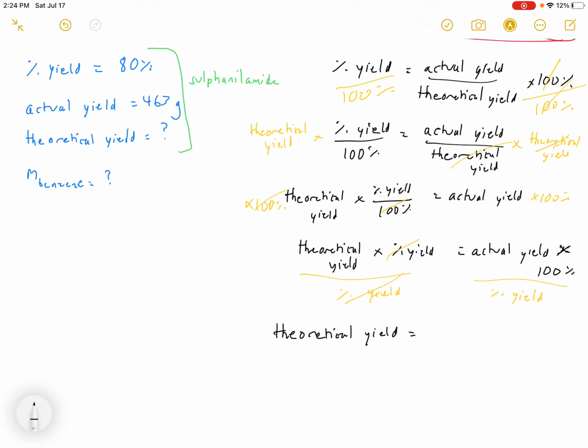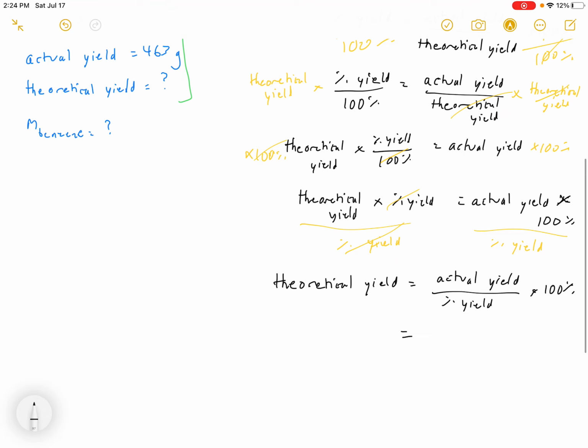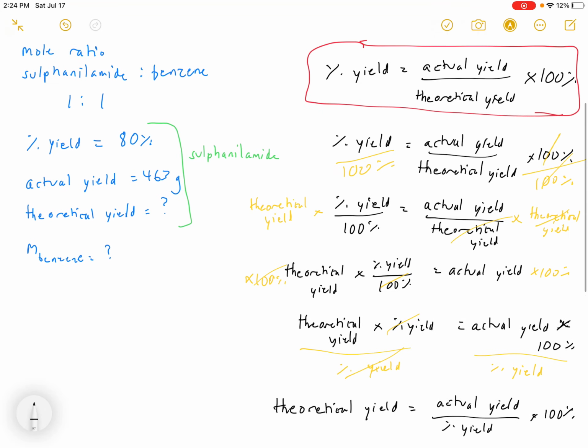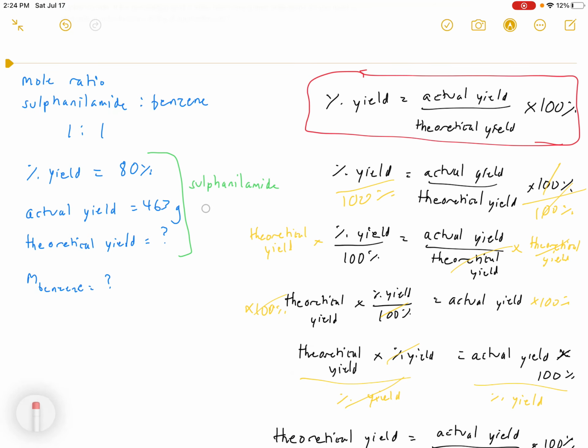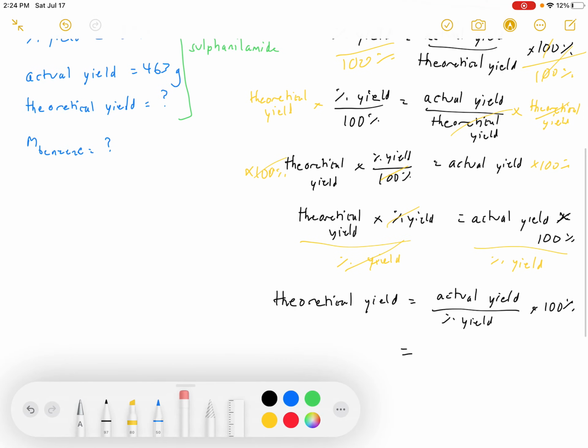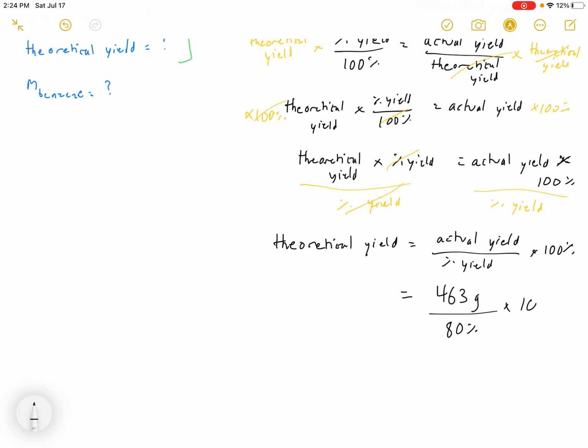So the theoretical yield equals the actual yield divided by the percent yield times 100%. So we know from our data list, actual yield, 463 grams, percent yield is 80. So then we just sub in those numbers. So 463 grams divided by 80% times 100%.